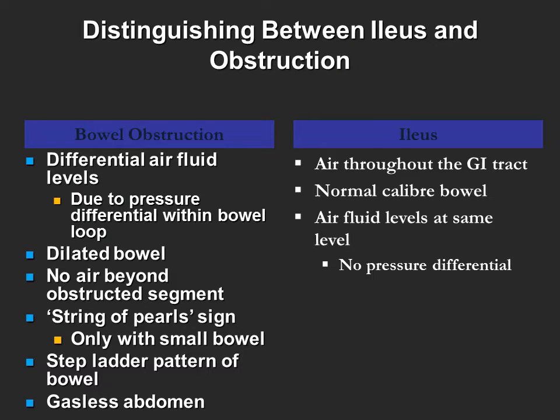As the management differs for ileus and bowel obstruction, it is important to be able to differentiate between these two conditions. A diagnosis of bowel obstruction is suggested when the plain film shows differential air fluid levels, dilated bowel, lack of air beyond the obstructed segment, string of pearls sign, stepladder pattern, or a gasless abdomen. If the patient's symptoms are due to ileus, suggestive findings include air throughout the GI tract, a normal caliber bowel, and air fluid levels on the same plane.